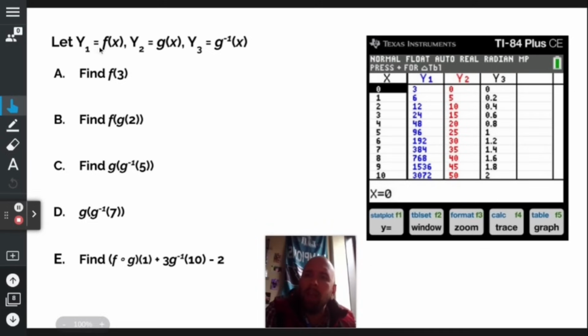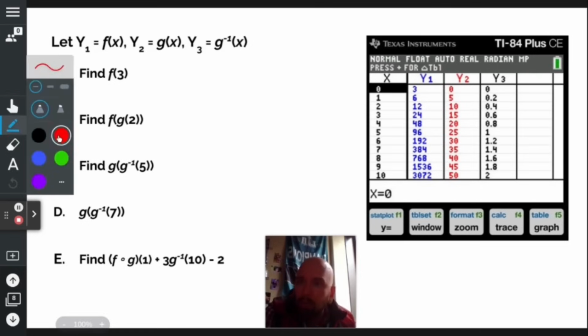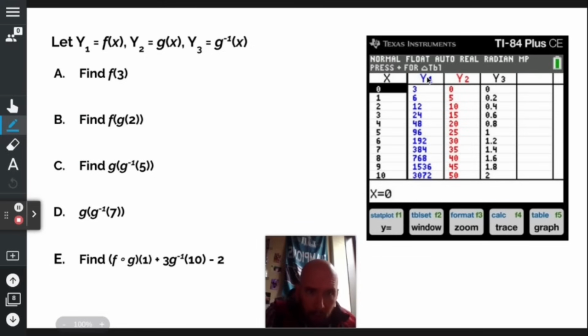Okay, let y sub 1 equal f of x, y sub 2 equal g of x, and y sub 3 equal the inverse of g of x. Find f of 3. So your f, your g, and your g inverse. f of 3 is 24.